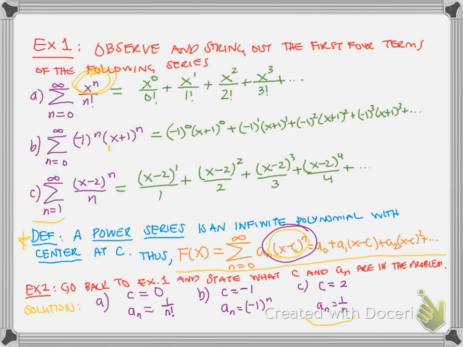Here in B, it's x plus. So what you can do, or just realize, is that if you write it in the standard form for our power series, it would be x minus a negative 1 to the n. And so therefore, that's how we got our C equaling negative 1. Okay, so just keep that in mind. If you have an x plus something to the n in your power series, you have to think of that. If you're just looking for the C, it should be x minus the negative of that number.